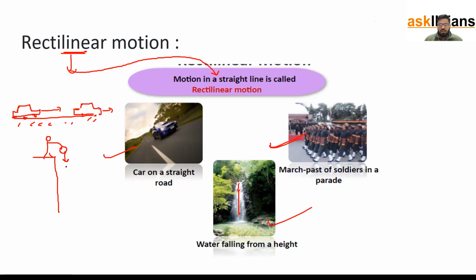So what will be the motion of this stone? It will fall on a straight line like this and ultimately reach the ground. Yes or no? So this motion of the stone is also an example of rectilinear motion. Whenever motion is present in a straight line, it is considered under rectilinear motion. So I hope this is clear.